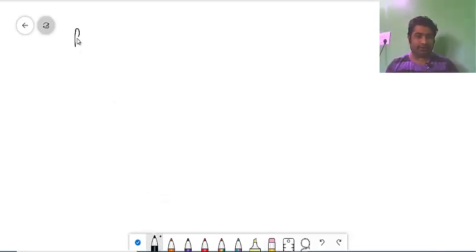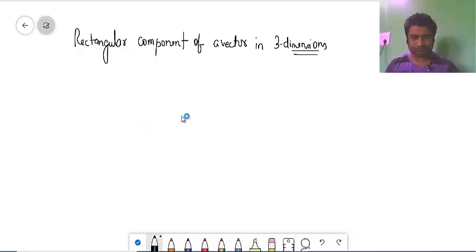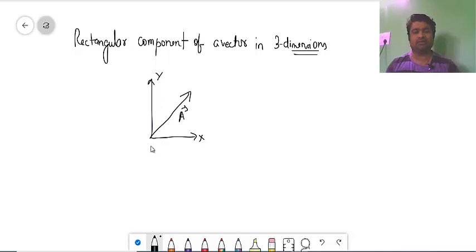So the heading will be rectangular component of a vector in three dimensions. In three dimensions. Now how? Let us consider that there is a vector A. This is my x axis, this is my y axis, and this is my z axis.